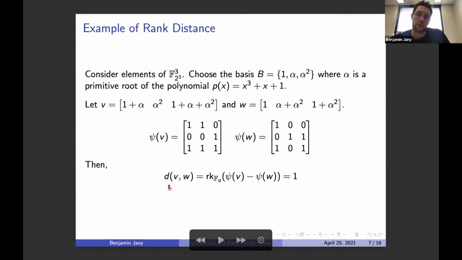And now that we have those coordinate matrices, we can find the distance between V and W, just the rank of the difference between those two matrices. And we see that the first and last column cancel out. We're left with a matrix of rank 1. So the distance between V and W is 1.